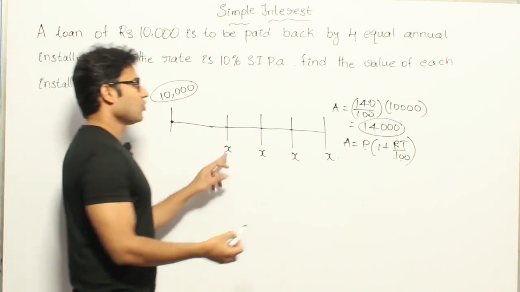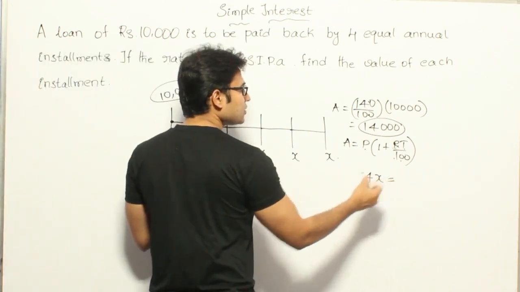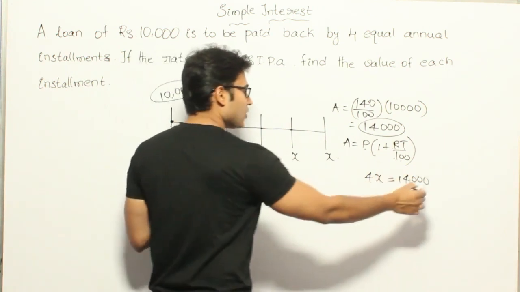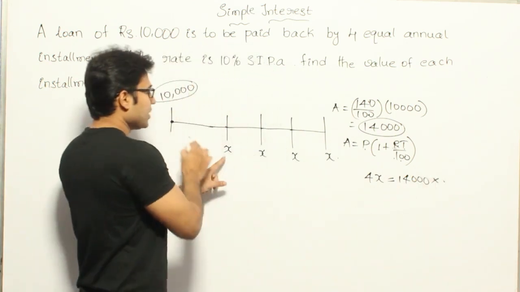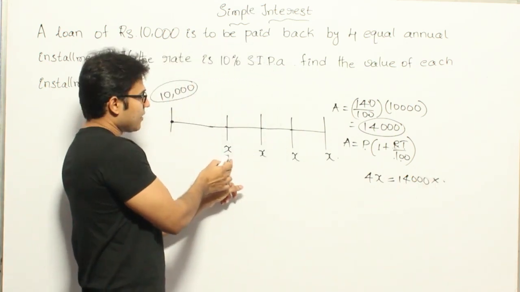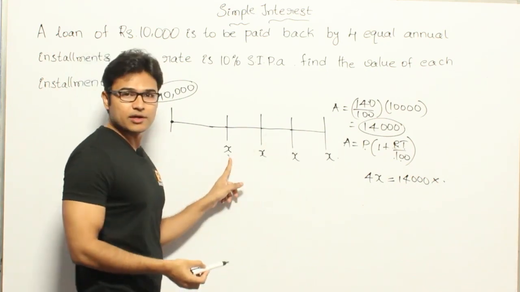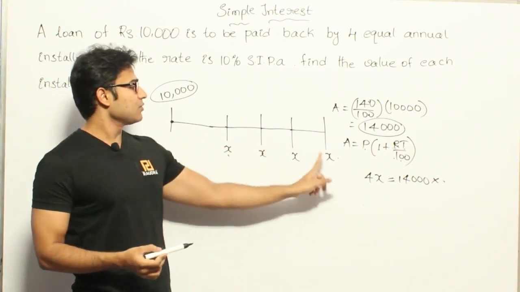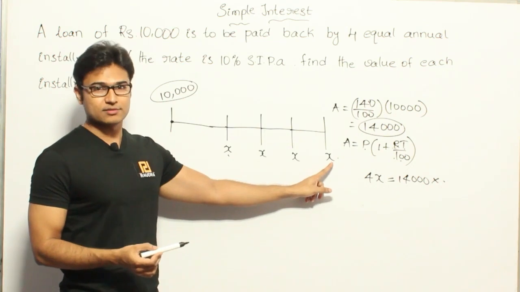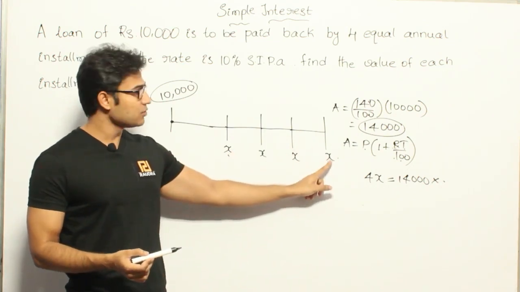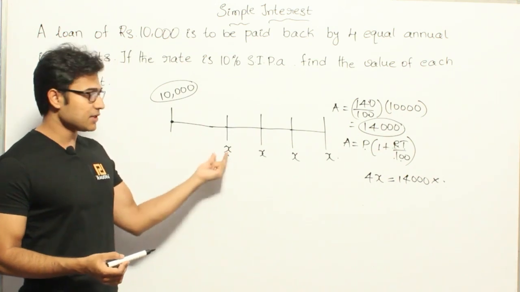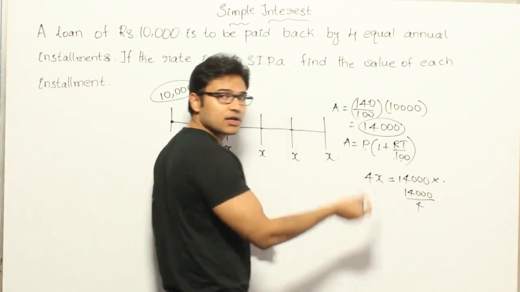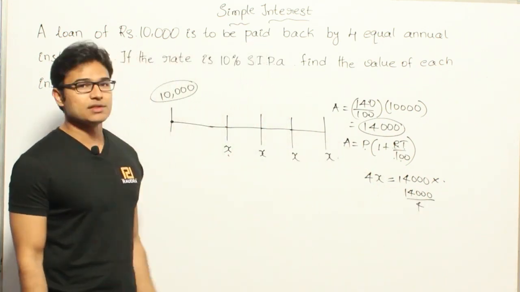Now you might think that 4 into X, in these 4 installments you are supposed to pay 14,000, right? So you might think that this is the equation, but it is wrong. The reason is, when you are paying some amount here, right, this amount is also going to grow at the rate of 10%, isn't it? So even though you are making a payment of X here, by the time it reaches this point, it is going to be more than X. So this contribution is more. Therefore you need not pay this amount, which means you need not pay 14,000 divided by 4, right? You have to pay less than that.